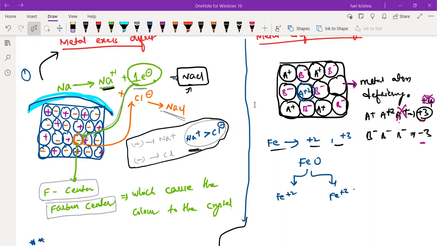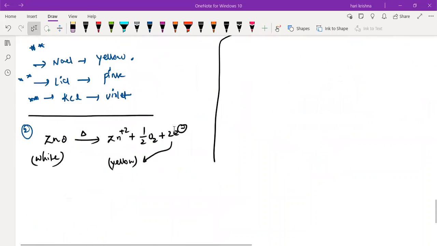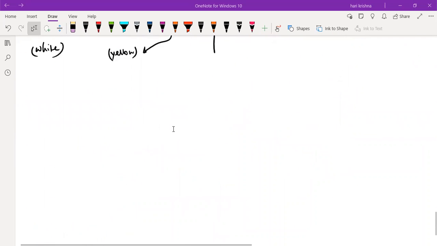Is it clear? Whichever metal atom shows multiple oxidation states will cause the metal deficiency defect. Clear? So this is all about the non-stoichiometric defects. Next, one last thing is the impurity defect. If you finish the impurity defect, everything will be finished, the defects in solids.